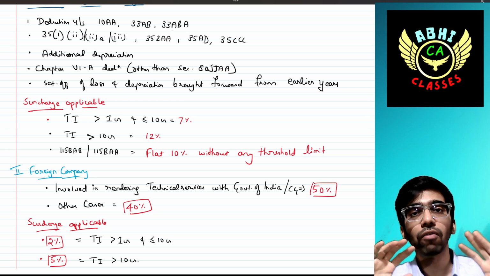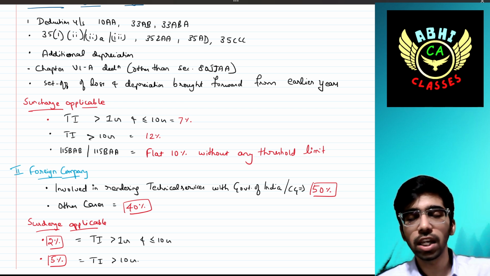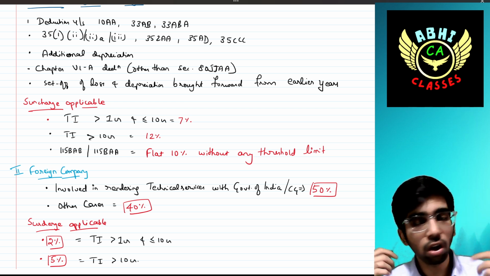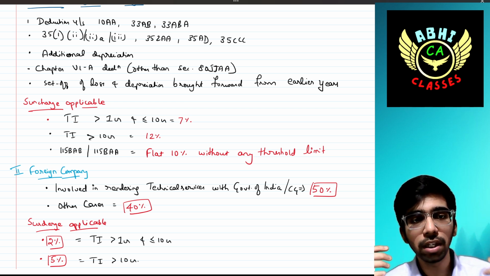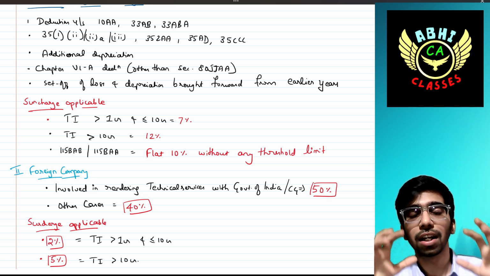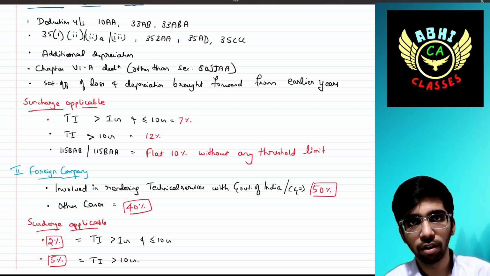If they are opting for one of the special rates of income, we should not see their total income. If they are not opting for one of BAA and BAB, then we have to see the total income criteria.